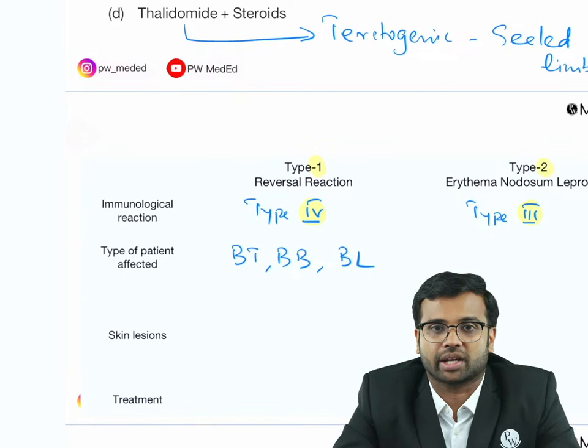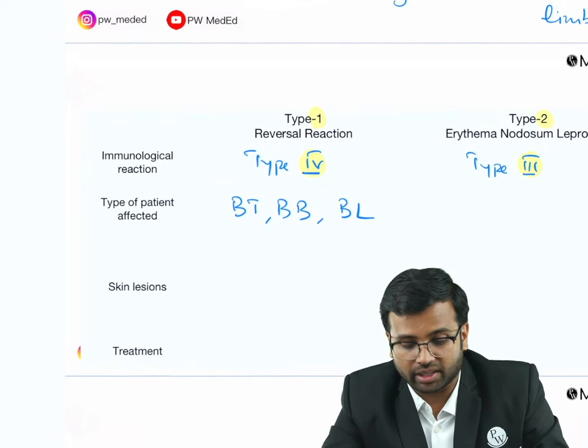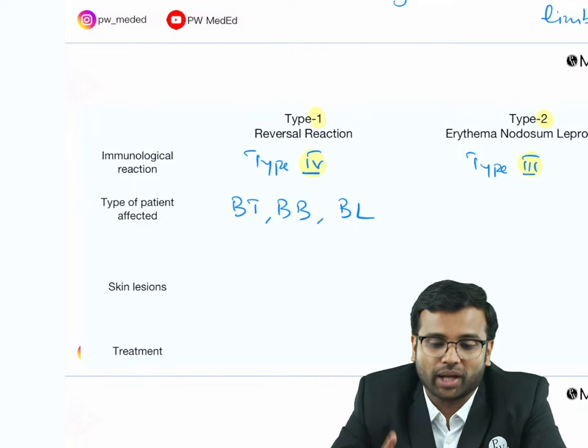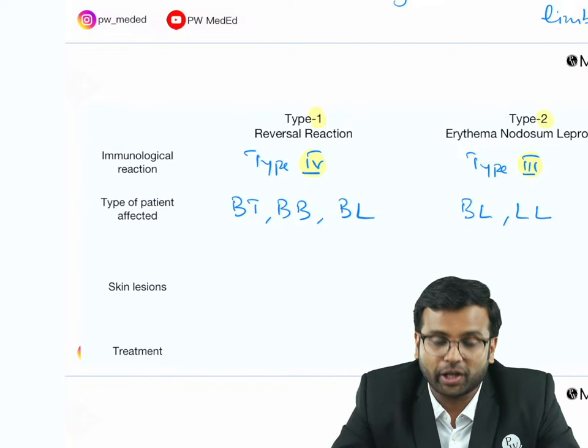Now what about type 2 lepra reaction? In this type 2 lepra reaction, this can be seen in all types of lepromatous leprosy. So which is the type of lepromatous leprosy that you know? So lepromatous leprosy, this is going to be borderline lepromatous and lepromatous leprosy. So very good, Dr. Pihu. So these are the two types where you can see this type 2 lepra reaction.